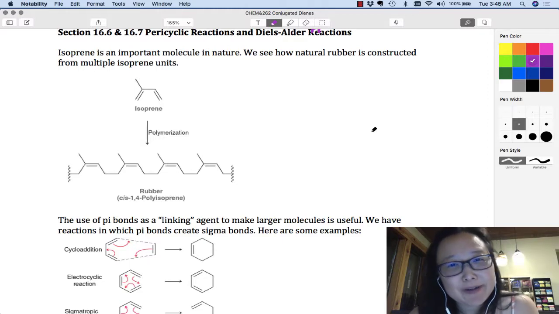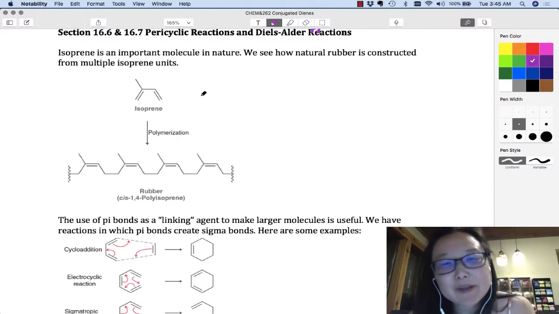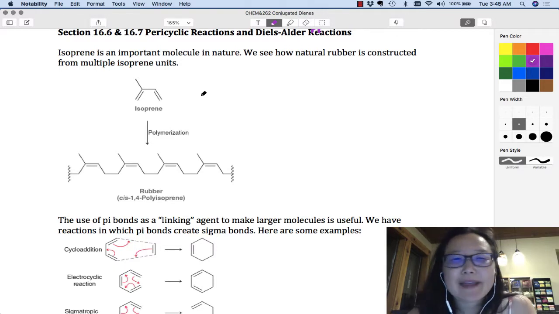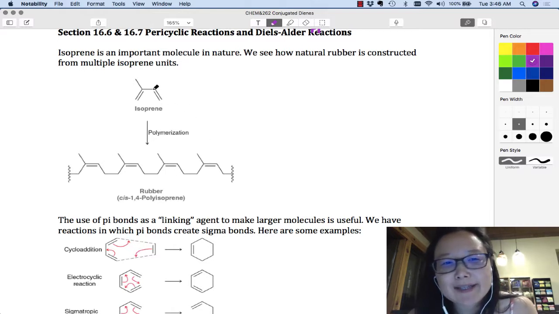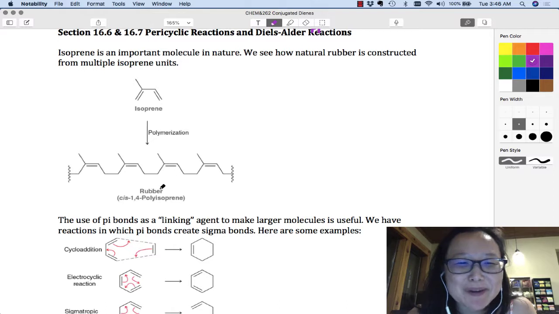Now, one really important molecule in nature is isoprene. We see isoprene all over the place. Some of you are aware of a class of molecules called terpenes. Terpenes are things like limonene, which gives a citrusy smell to citrus fruits. In this case, I'm showing a reaction of how isoprene units can be linked together to form a polymer called rubber. So we're all familiar with rubber.